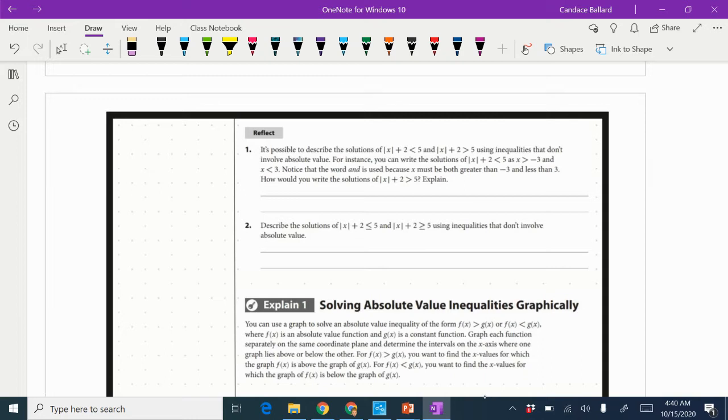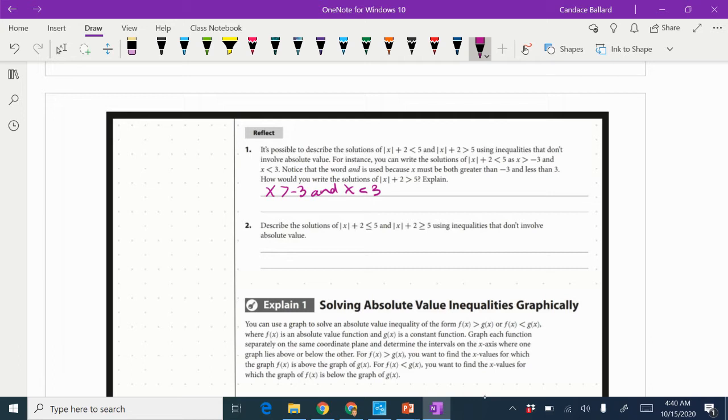So it's x greater than -3 and x less than 3. Notice I use the word and. Notice the word and is because both must be true: greater than -3 and less than 3.